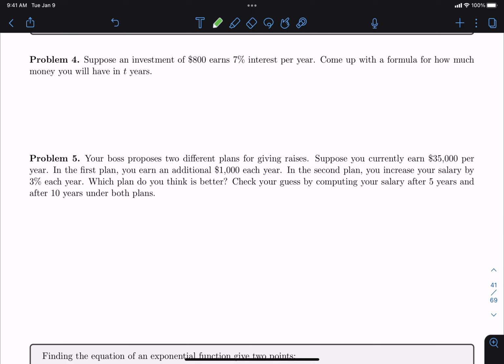Okay, so problem four, we have $800 to invest. And the investment manager tells us that we can expect a 7% interest per year return on our investment. So let's come up with a formula for how much money we're going to have in 2 years. Well, we know that this should follow the annual interest rate formula, which is P of T equals P naught times 1 plus R to the T. And what is P naught going to be? 800. My initial investment is $800.